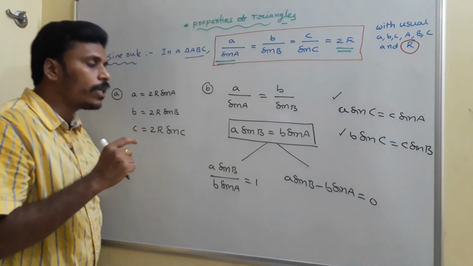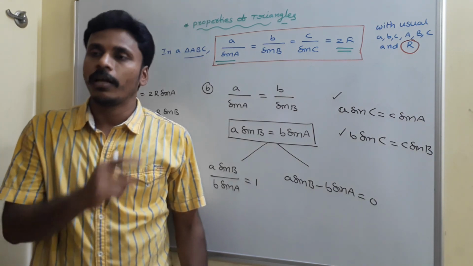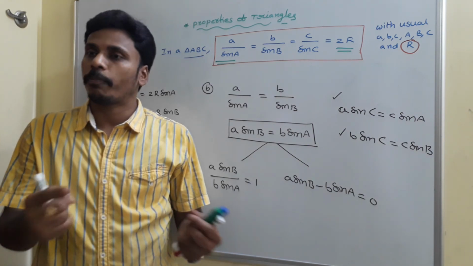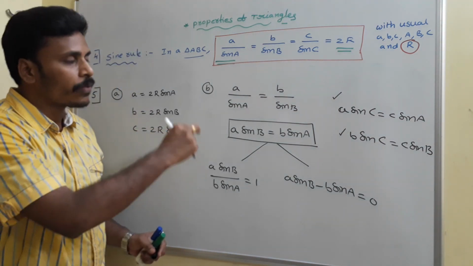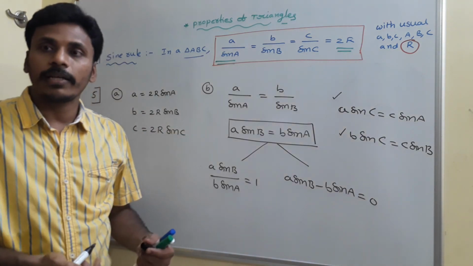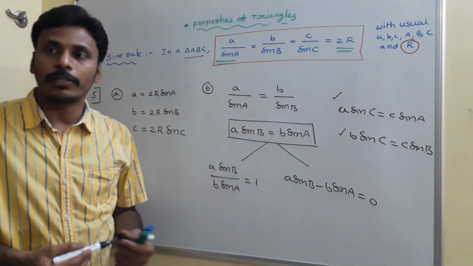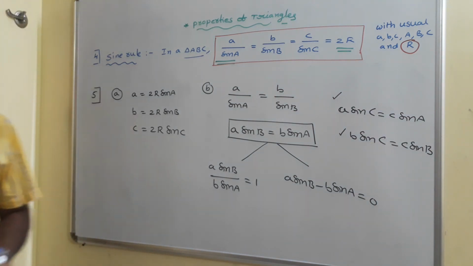If a rule is generalized for one angle or one pair of combination, then it is automatically true for other pair of combinations also. So these are some observations, some transformed results from that particular sine rule: a by sin A is equal to b by sin B is equal to c by sin C. Let us see, I will give you some more observations.